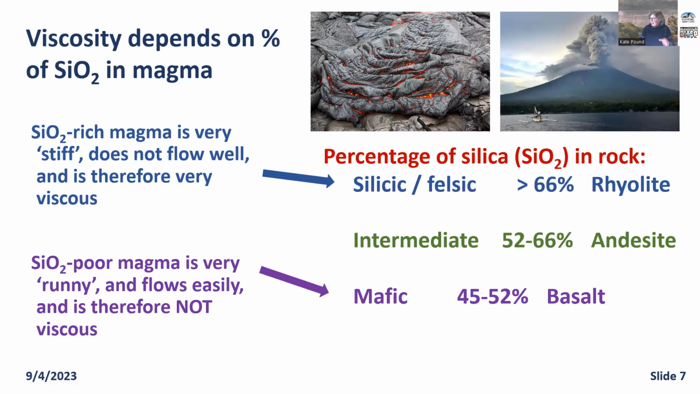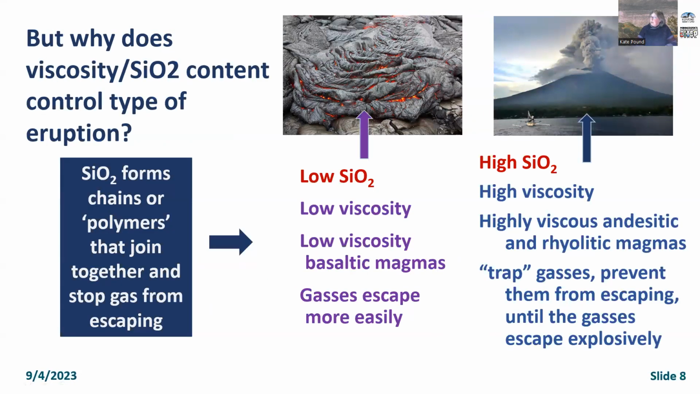Why is this connection? Well, look down here in the dark blue box. What happens is the silica will form chains or polymers in the magma. And that's effectively what makes it flow easily or resist flow. So a more silica-rich magma has more chains or polymers. And what happens is when you have that silica polymerization, that basically stops gas bubbles from escaping.